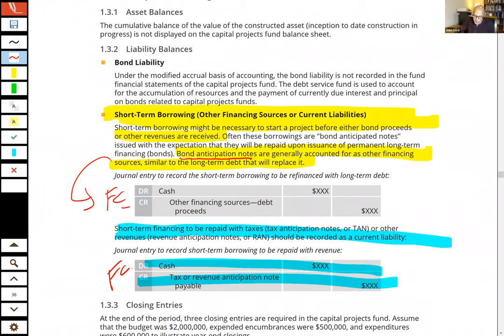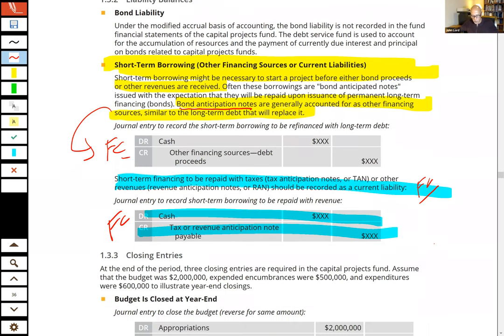So it's annoying, different treatments depending on whether it's a bond anticipation note or a revenue anticipation note. Revenue anticipation note is treated as a short-term liability. Bond anticipation note treats the money that comes in as another financing source. It's one of those annoying things. You've got a couple of flashcards on it. I wouldn't trip too much on that.